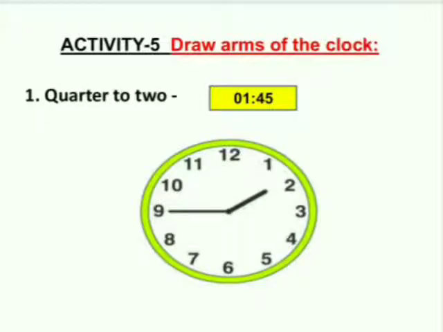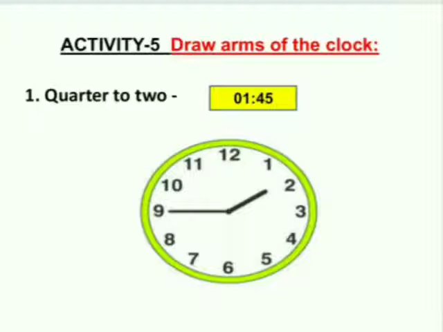Let's start the exercise given in your textbook. Here you have to draw arms, that means hands of the clock. Let's see the first one. Quarter to 2. Now, as I explained, quarter to always points to number 9. So, minute hand, that is long hand, will come on number 9 and the hour hand will point to 2. This means 1 quarter is left to become 2 o'clock.